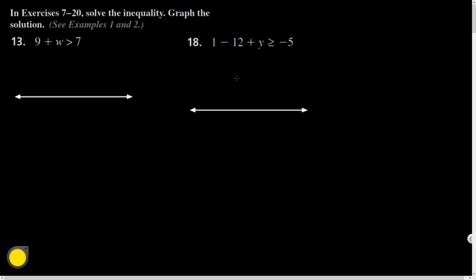But for now, Trinley, as you're putting your cell phone away, if I want to solve 13, I got to get rid of this 9. I want to get the W by itself. That 9 is positive. What's the inverse operation of addition? Subtract 9 from both sides of the equation.